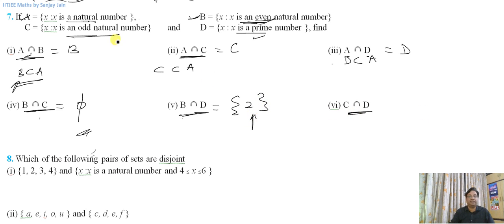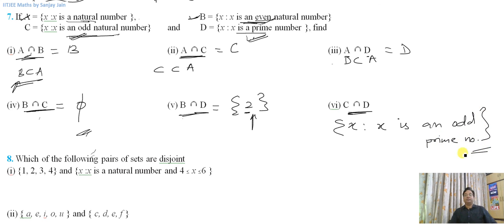C intersection D, odd natural numbers and prime numbers. Every other prime number apart from 2 is an odd natural number, right? Every other prime number apart from 2 is odd, right? So how do we write? We'll write this in set builder form, that x is an odd prime number, right?